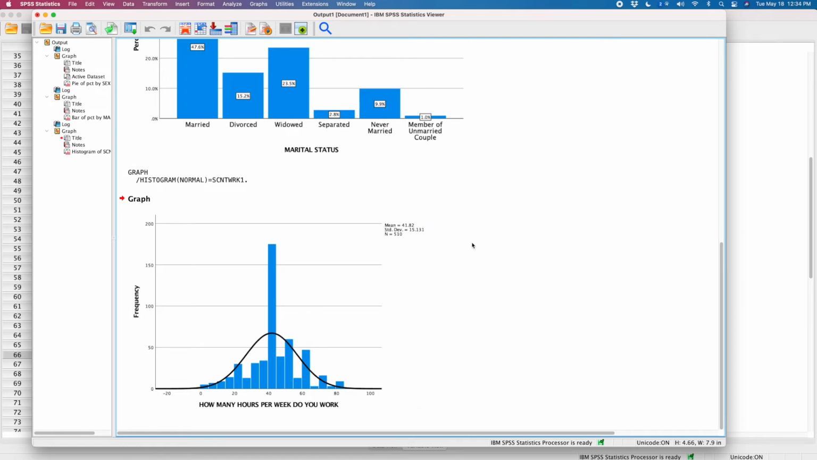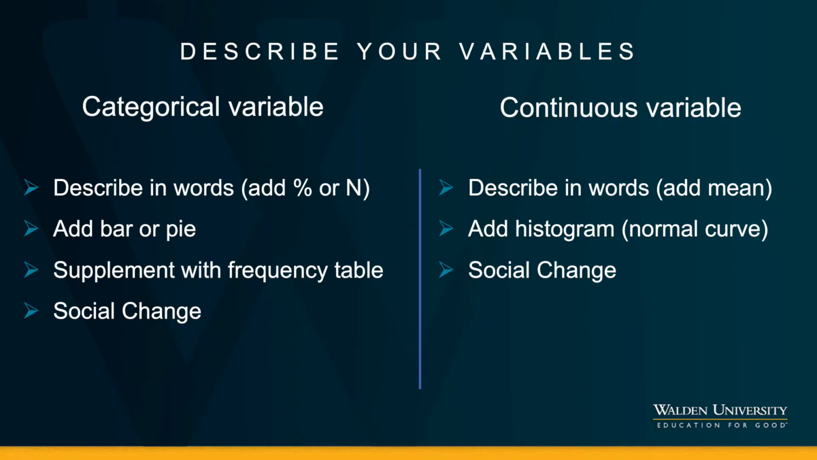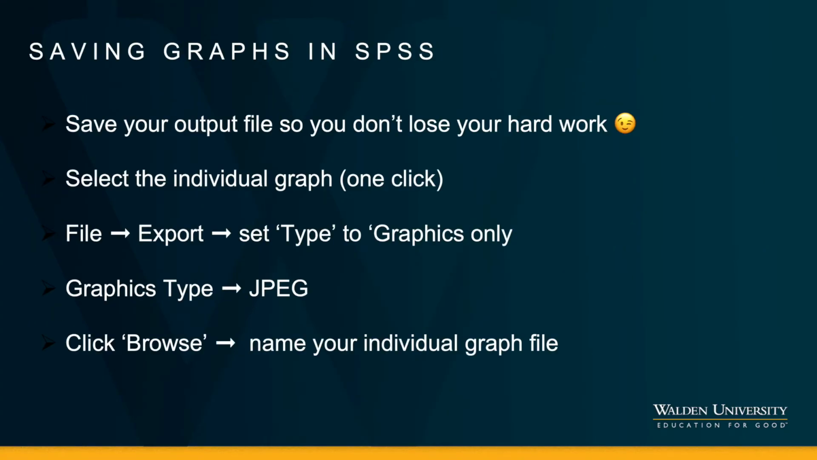Now, you want to save your work. You don't want to lose all the work that you did in SPSS without saving that. And I have actually written here on this slide on how to save your graphs in SPSS. Always save your output files. Graphs are saved one at a time because that's how we set up our output files to bring these graphs over to Blackboard. So let's return to SPSS.